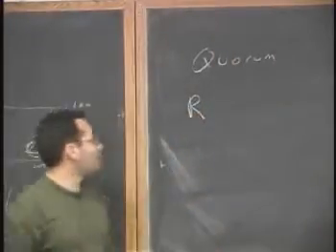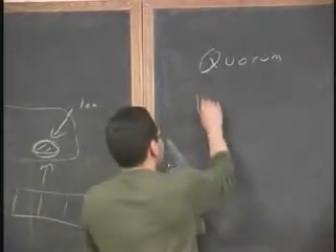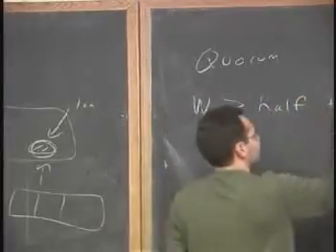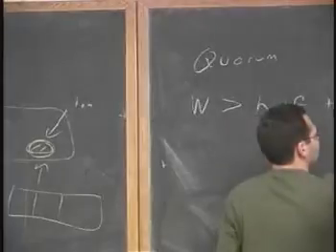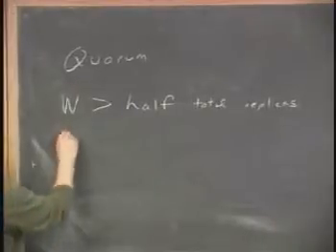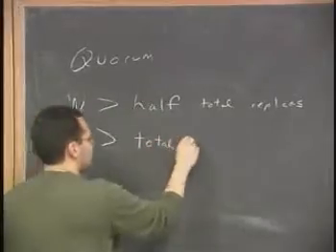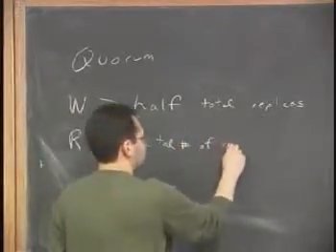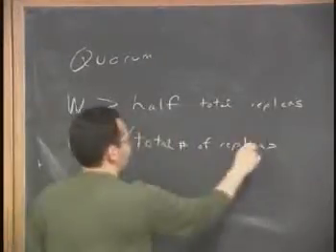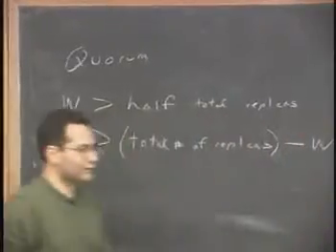The number of replicas for a write quorum, W, has to be greater than half the total replicas. Okay. Now, the number that you need for a read quorum, R, has to be greater than the total number of replicas minus this W number.